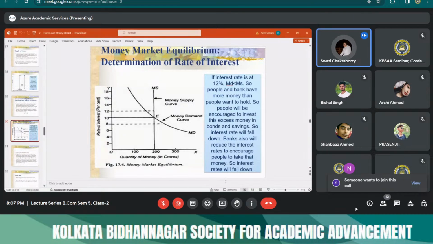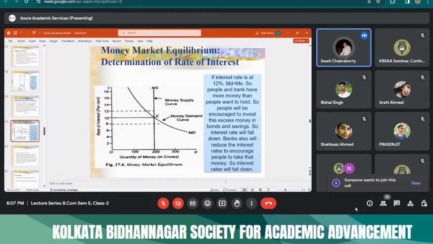The reverse happens when the rate of interest is 8%, when the demand for money is more. So there's excess demand for money than what is in circulation. People want to hold more money. The money is not there, but they want to hold money. So what should the banks do? They would want people to invest in assets so that the demand for money goes down. So they start increasing the rate of interest.